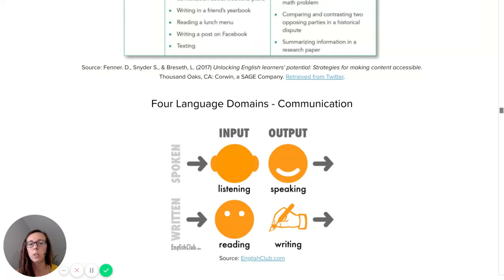Then we also have outputs, speaking and writing. If we're not supporting our students in those output methods, then they're also missing out on just as much communication. So thinking about the ways that all of our students engage in listening, speaking, reading, and writing, those are really important considerations to make when we're engaging English learners and other learners in our classes.